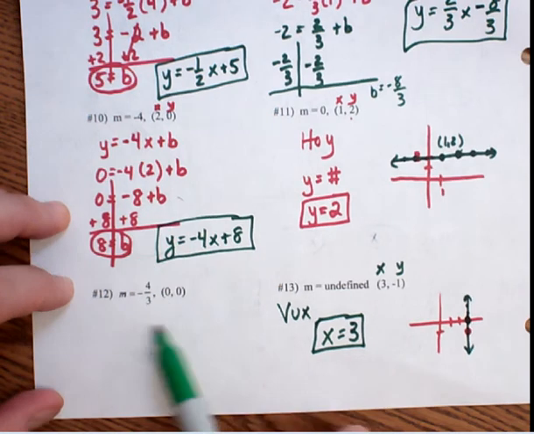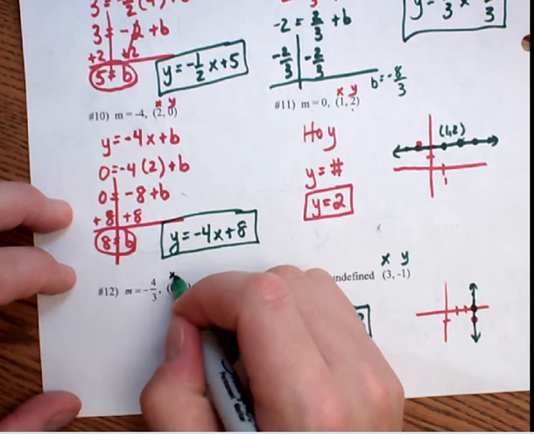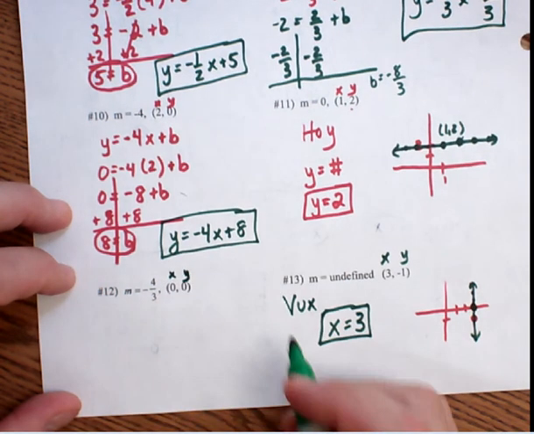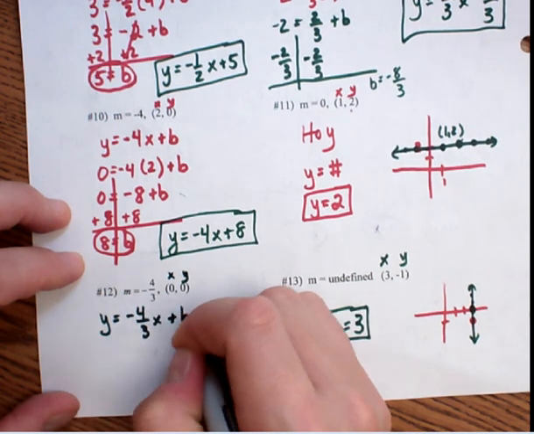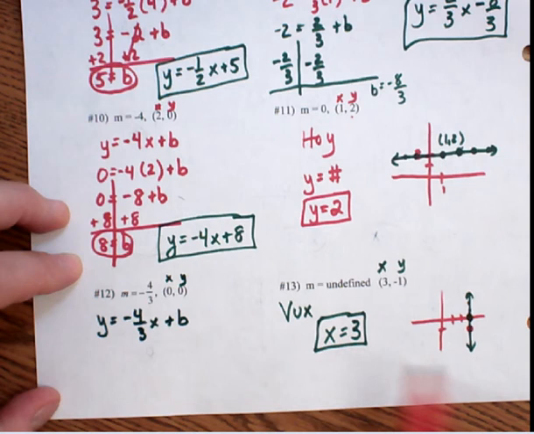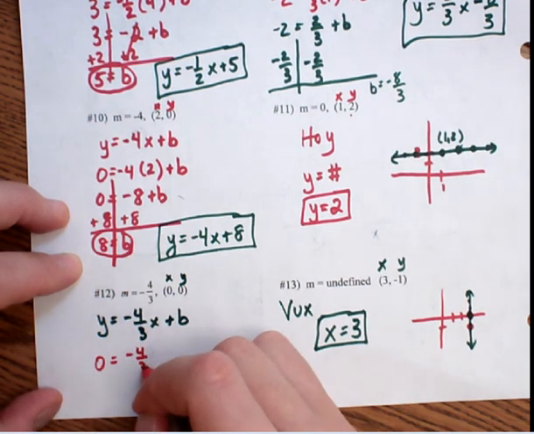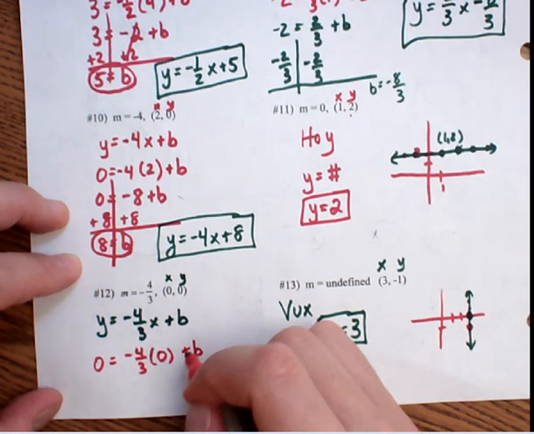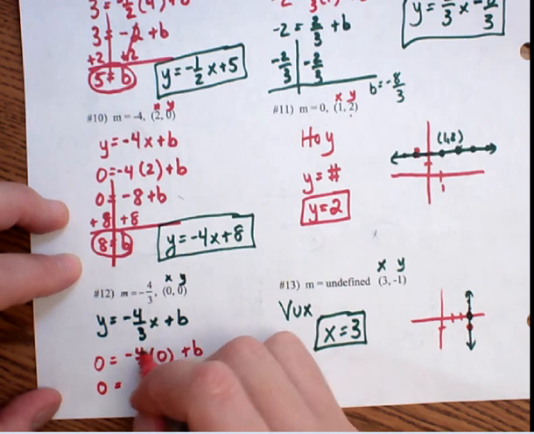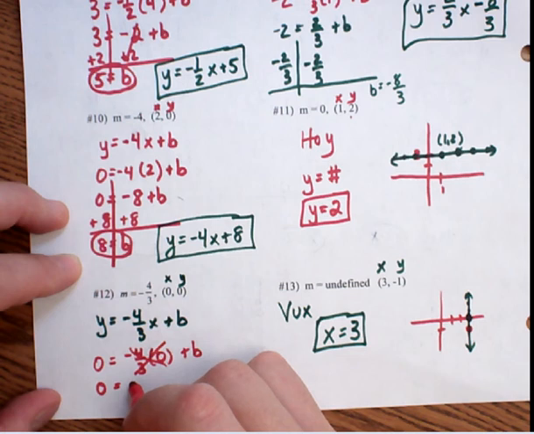Okay? The last one we'll do, number 12. m is negative 4/3, and then the xy ordered pair is (0, 0). So y equals negative 4/3 x plus b. Now this one's nice because the x and the y values are both zeros. So I'm going to substitute a 0 for y and a 0 for x. And when you do 0 times anything, negative 4/3 times 0 is gone. So all you have is 0 plus b, which is b. So your b value is equal to 0.